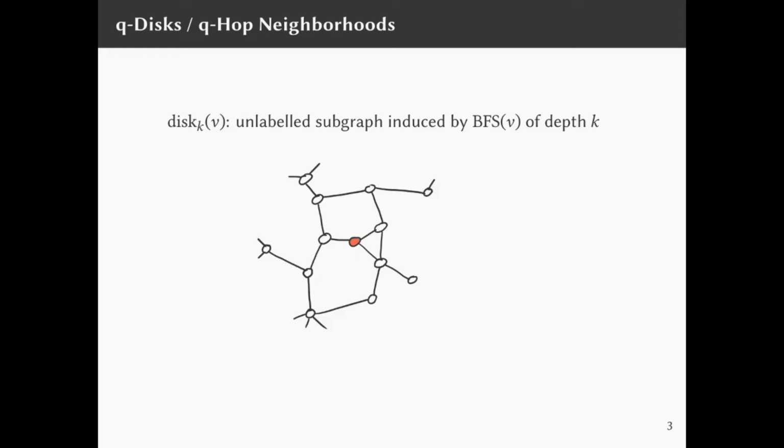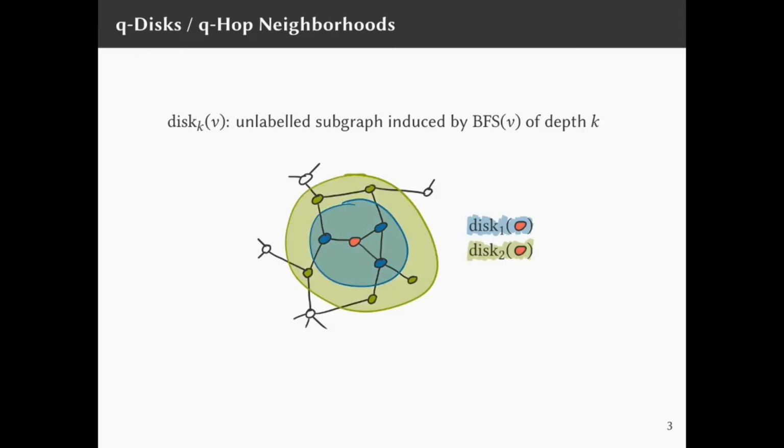The Q-disk of a vertex V is the unlabeled subgraph that is induced by a BFS that starts at V and that has depth Q. So for example, if you consider the red vertex, then the one-disk of this vertex is this graph, which is induced by the red and the blue vertices, and the two-disk of the red vertex is the graph which is induced by the red, the blue, and the green vertices.